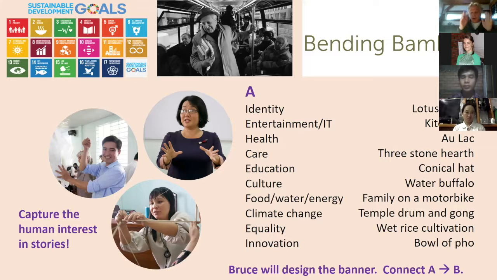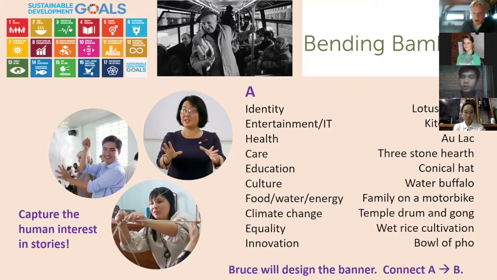And we need to align our 10 topics for the chapters. And we're suggesting, we talked about this last week, aligning it with a symbol that comes out of Vietnam. So Bruce would then design a banner that would look something like the UN Sustainable Development Goal banner. Maybe it would be circular, not rectangular, but it would be what Bending Bamboo is covering. And so we need your help to connect A to B.